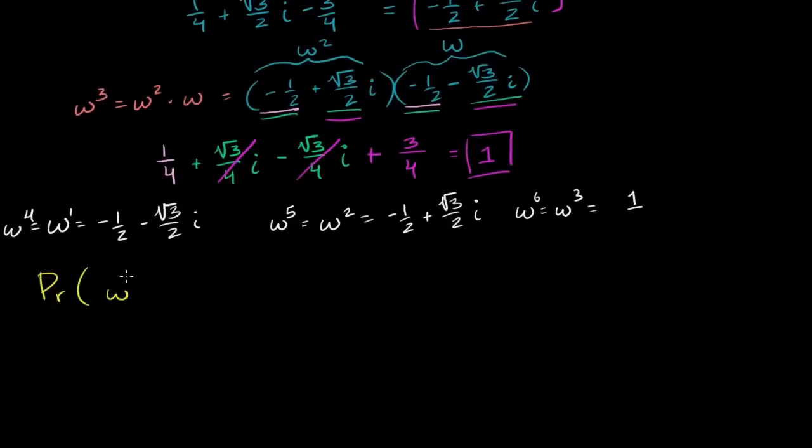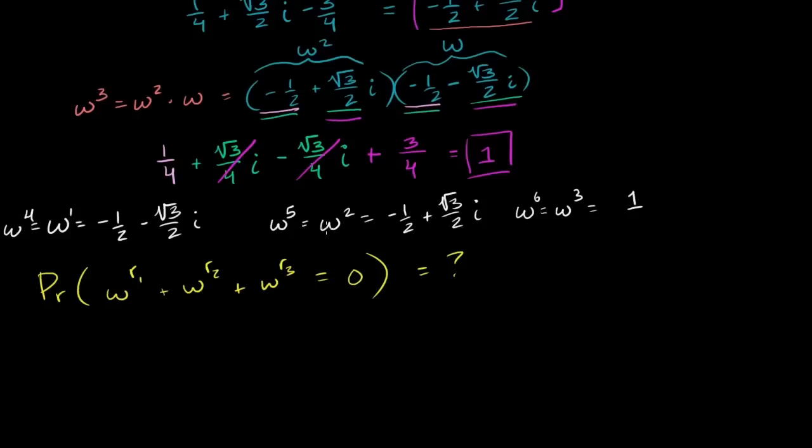So we want to find the probability that omega to the first die of the roll plus omega to the second die of the roll plus omega to the third die of the roll, that when you take their sum, that is equal to 0. This is what we need to figure out. So to figure this out, let's just figure out what combinations of powers of omega will even add up to 0. How can we even add them up to 0?